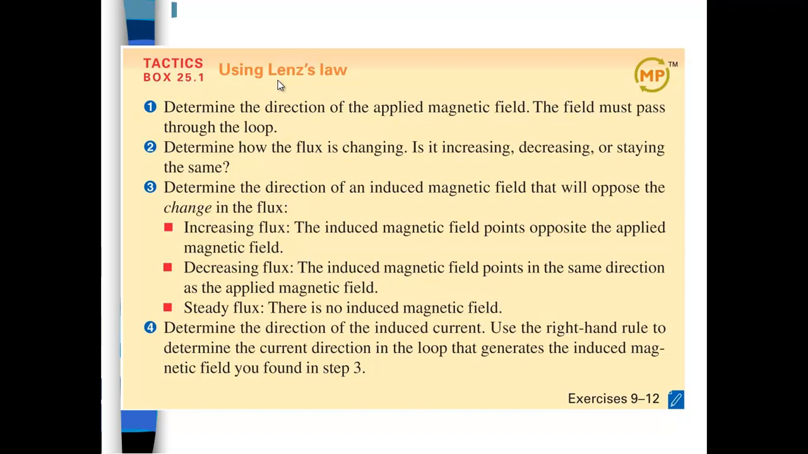So if you have increasing flux, the induced magnetic field points opposite to the applied magnetic field. If you have decreasing flux, the induced magnetic field points in the same direction. And if you have a steady flux, meaning that it's not changing, then there's no induced magnetic field and you'll get no current. So once you know if your induced magnetic field is opposing the applied magnetic field or is in the same direction, then you can use the right-hand rule to determine the direction of the induced current.